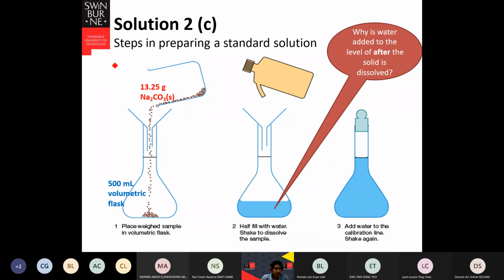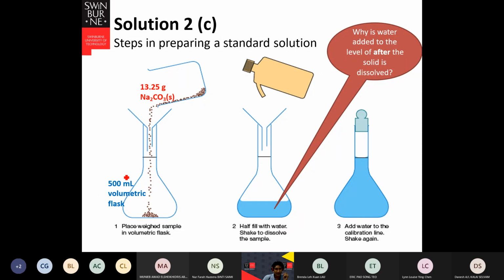And solution 2, the steps in preparing a standard solution. How do we prepare a standard solution of sodium carbonate? We will take exactly 13.25 gram of the sodium carbonate, and I will put it in the volumetric flask.